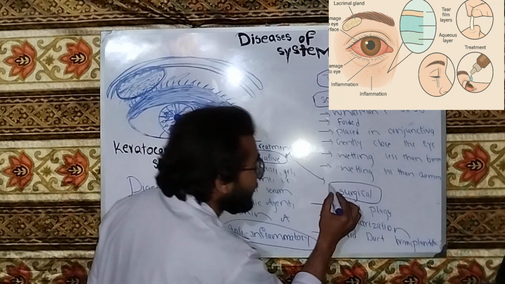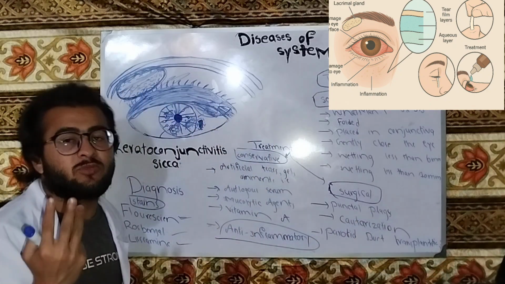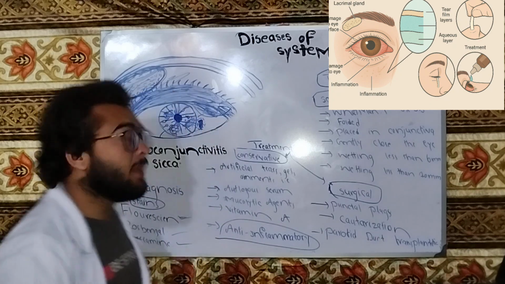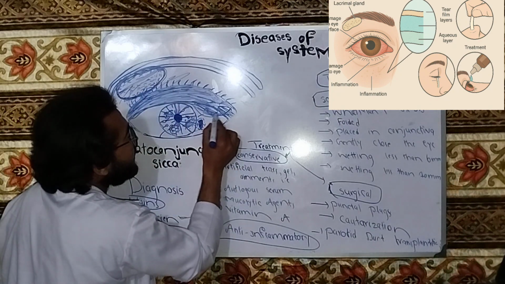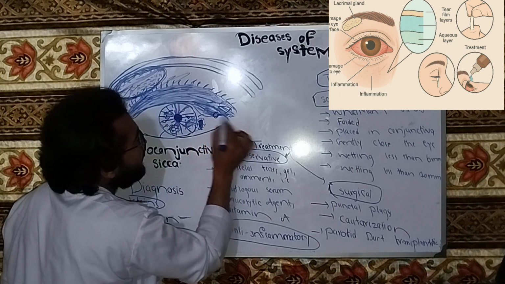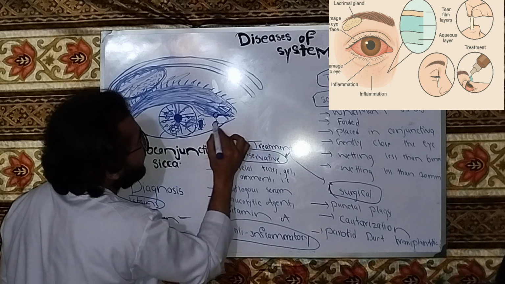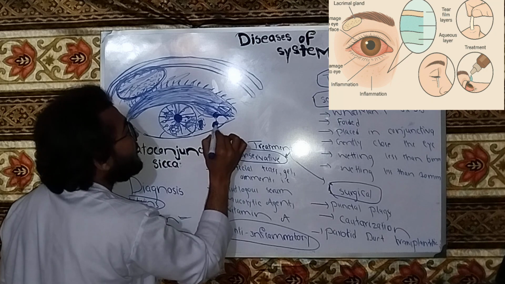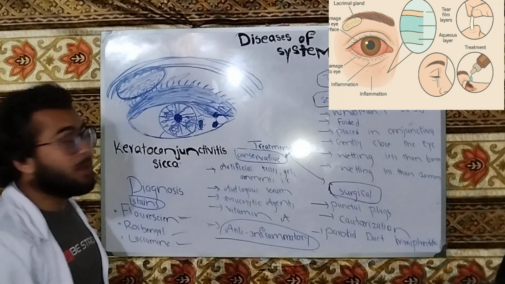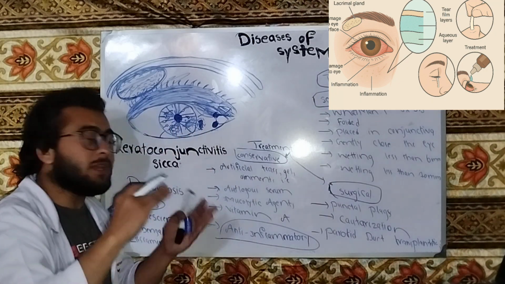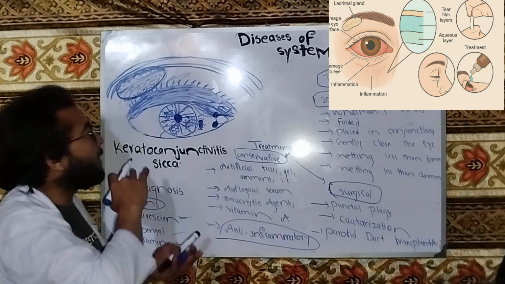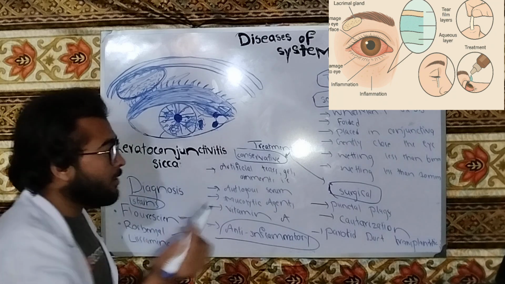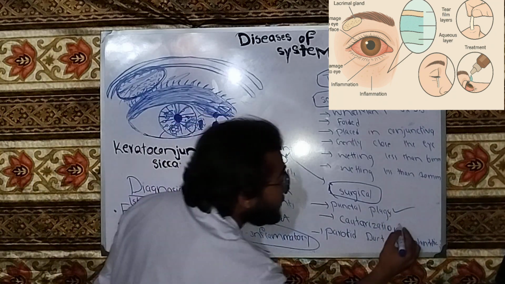The surgical treatment: we have mainly three types of surgical treatments in keratoconjunctivitis sicca. Number one is the punctal plugs. We know that there is the lacrimal punctum, so we will plug the lacrimal punctum. When we plug it, it will be closed, so the tears will not be drained, and there will be retention of tears. It will keep the tear film stable, moisten the eye, and reduce the injury. So the punctal plugs.